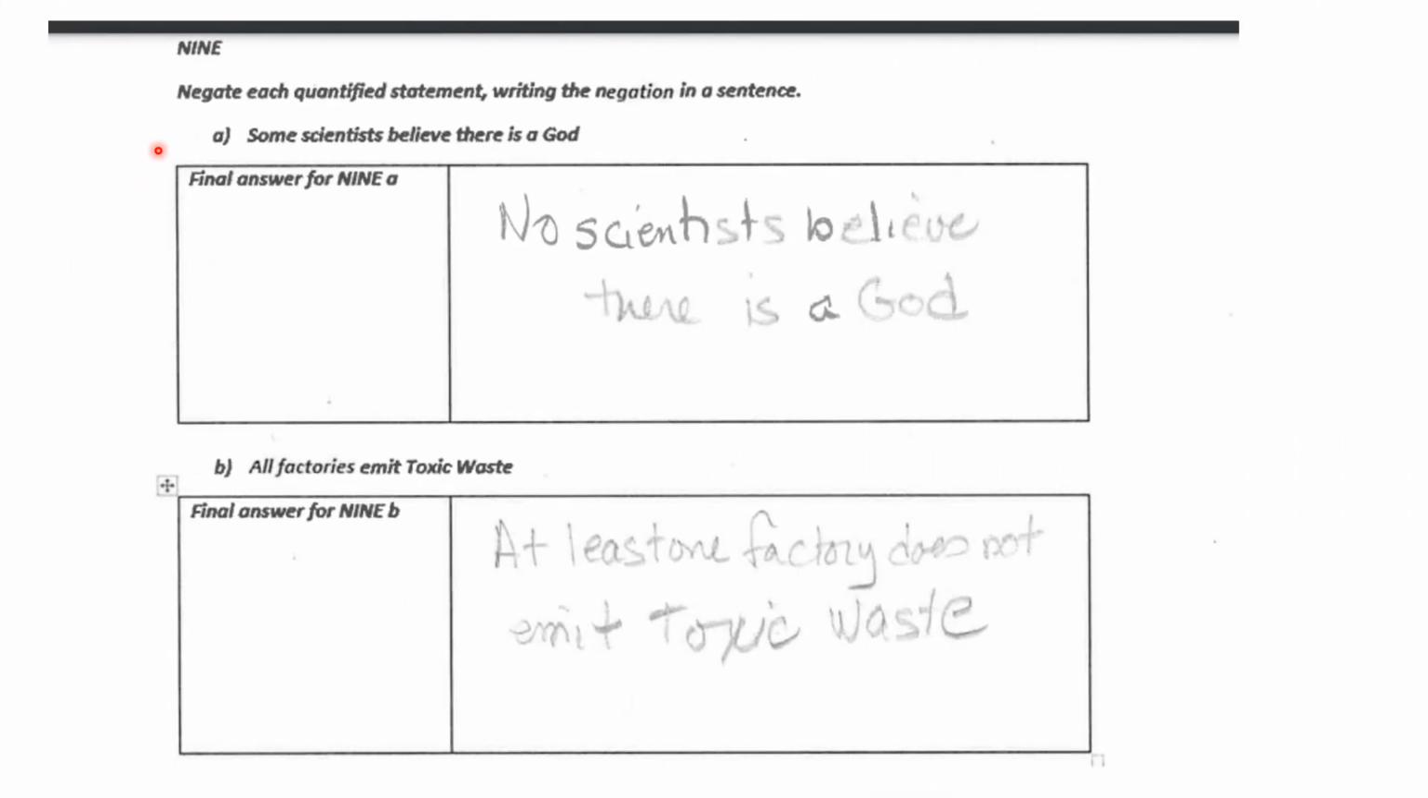Statement 9 asks you to negate each quantified statement. Some scientists believe there is a God. The only way that can be false is if no scientists believe there is a God. All factories emit toxic waste. That means at least one factory does not emit toxic waste.